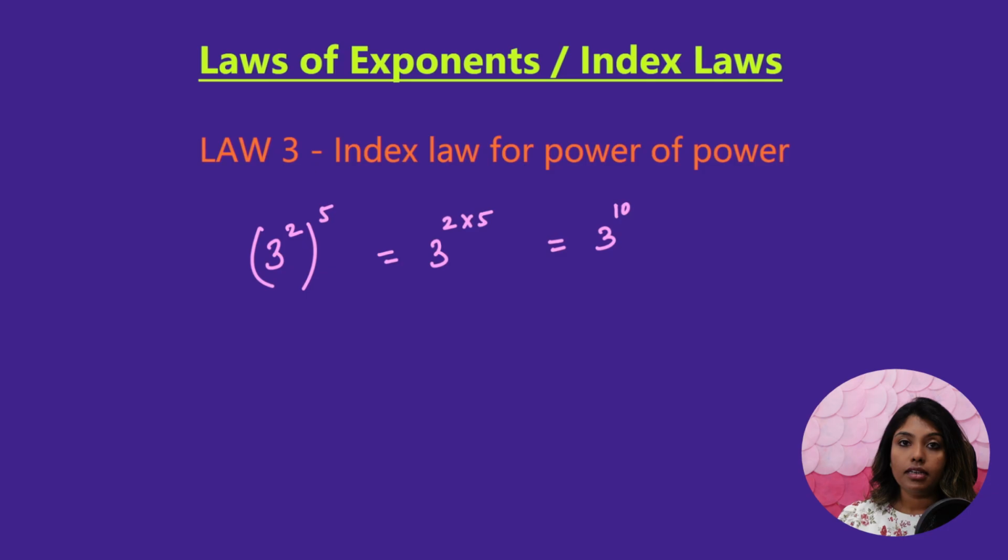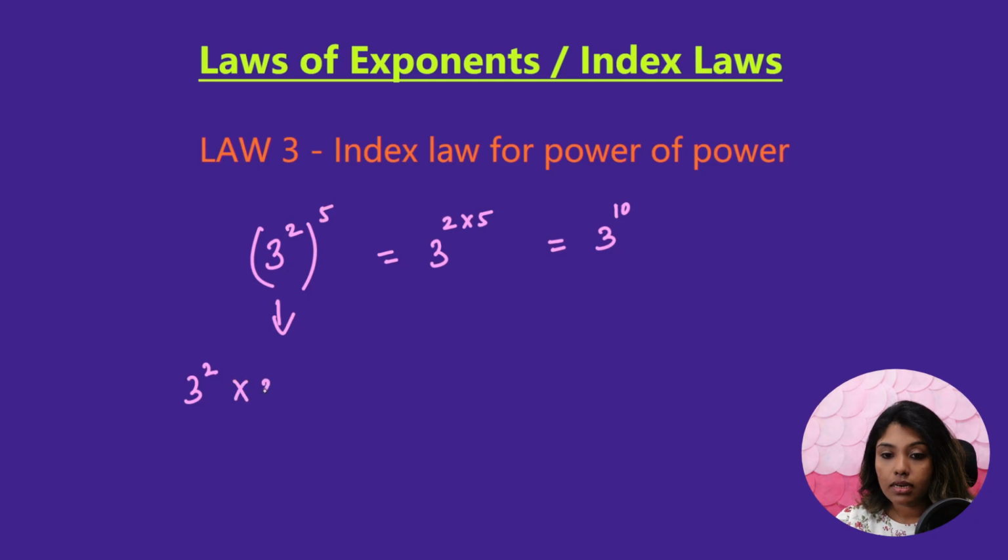Okay? Now, we'll try to expand this and see why this works like that. So this can further be written as 3 squared multiplied by itself 5 times, isn't it?